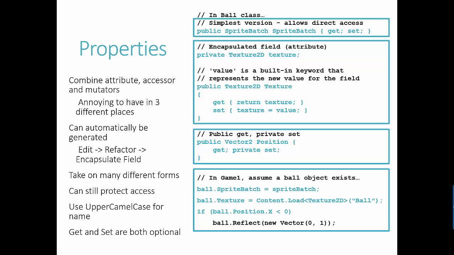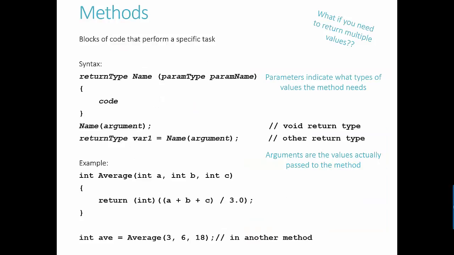Methods, as you know, are blocks of code that perform a specific task. The syntax for methods starts with a return type. This indicates the type of value that will be returned from the method. Void is used to indicate that no value will be returned. The method is then given a unique name, followed by parentheses, and an optional parameter list.